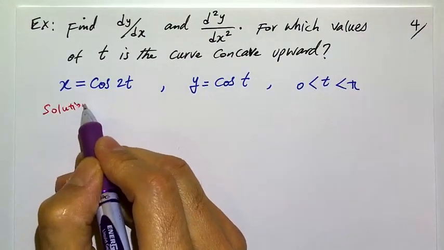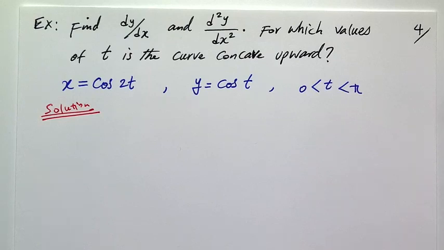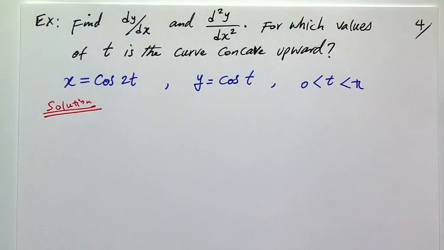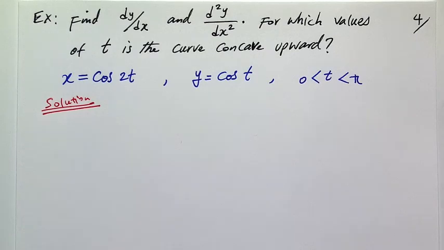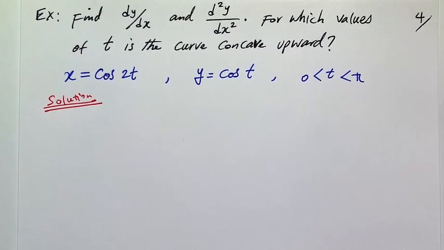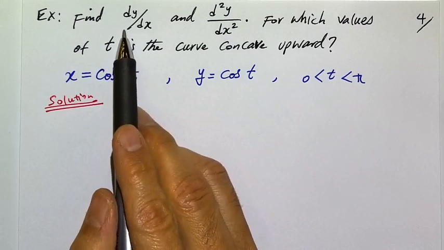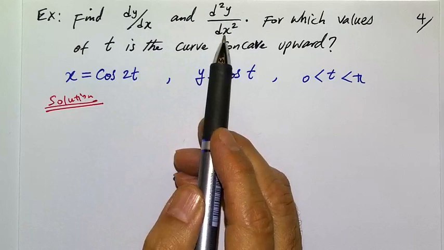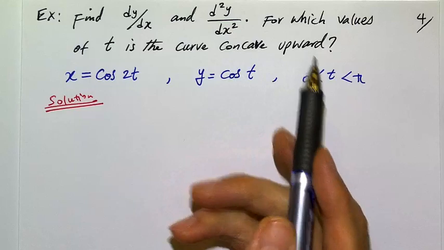So go ahead, pause the video. That's what I suggest, because you've seen enough of this technique that you should be able to make substantial progress for at least 90% of the solution here, if not 100%. But even if not, just give it your own thinking and see what you come up with. Find dy dx, find the second derivative, and then say for which values of t the curve is concave upward.